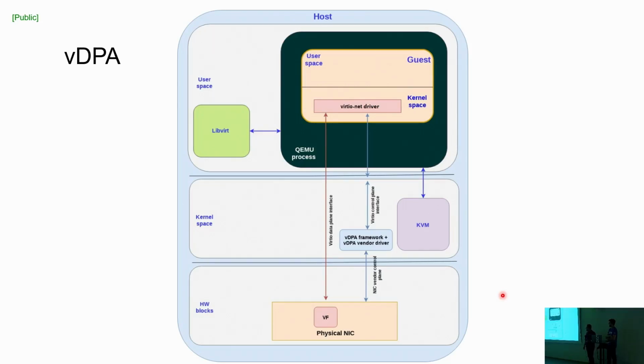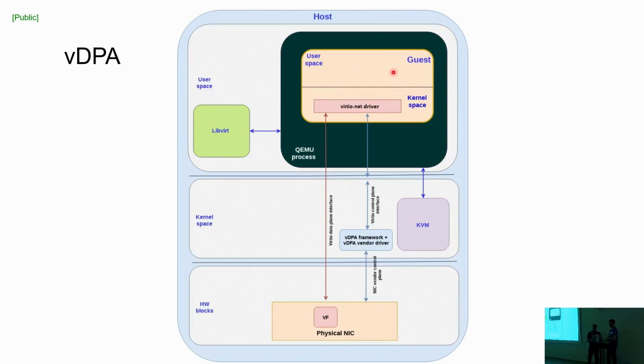Virtio data path acceleration, more commonly known as vDPA. So how does it help, right? The data path is actually going between the guest and the device, as was the case in SRIOV VF pass-through. So it bypasses the host kernel and the performance that we require is achieved.